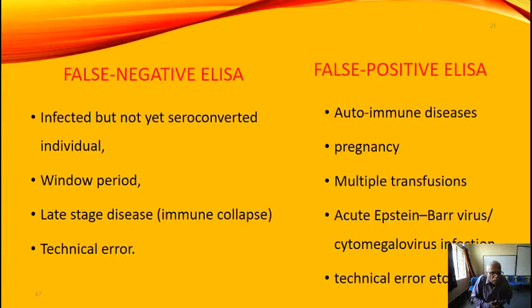So technical fault, or when the patient is in a window period, that means he has not started producing antibodies. Then late stage, when actually there is an immune collapse. In the late stage, there is no immune system remaining which will elicit antibody response. So antibodies completely fail to be produced because all the lymph nodes are destroyed, atrophied, and nothing is there to react and produce antibodies.